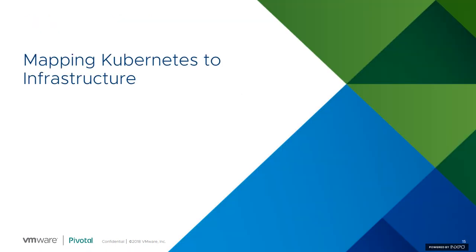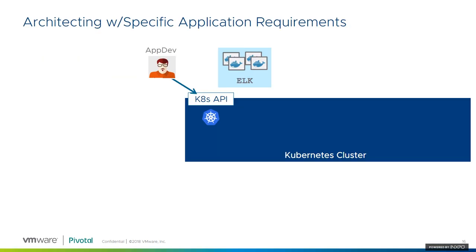And so specifically, let's talk about mapping Kubernetes to your infrastructure. And let's just use the example here that I need to architect a specific application, right? I'm showing here that this app dev wants to deploy an ELK stack. He or she is going to architect the ELK stack on top of Kubernetes.